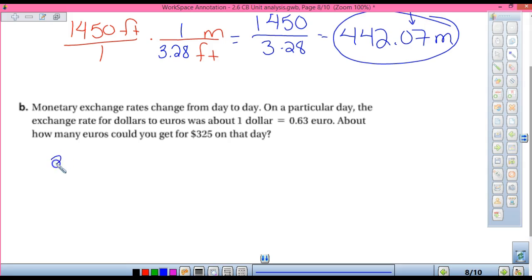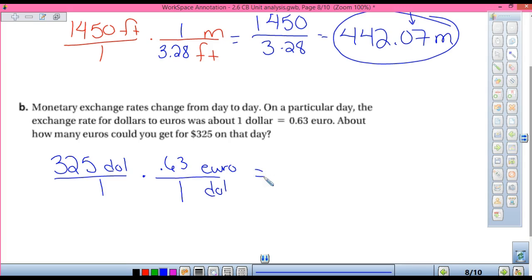So $325 over 1 times, now where are my dollars going to go, top or bottom? Bottom, and my euros go on top, and my rate is 0.63 euros.